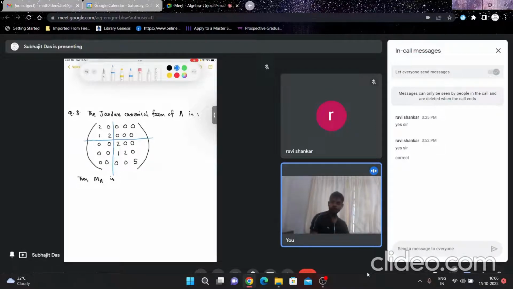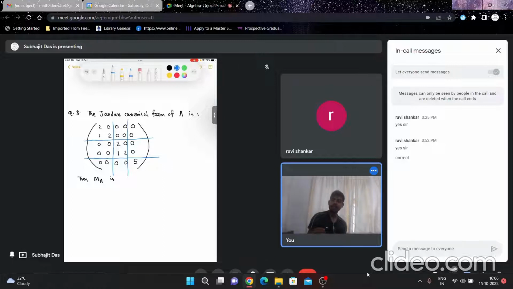Because after that you don't have a 1, right? In the third row, second column, you have 0, you don't have a 1. That means the Jordan block ends above. The first Jordan block is 2 0 1 2, and then again you go along the diagonal, and you see that this is another Jordan block, 2 0 1 2.